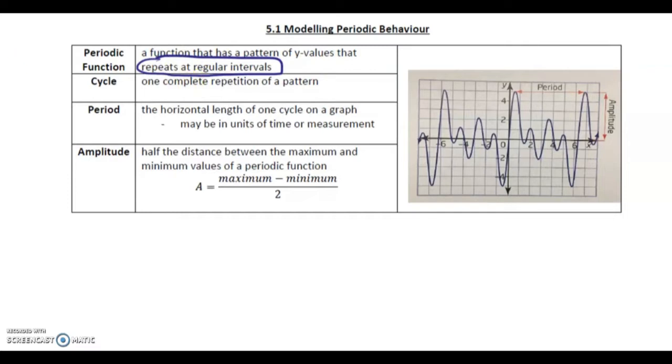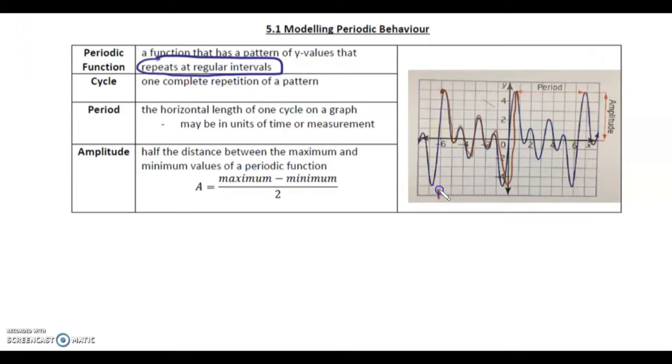Okay, so for example, over here, let's start at the top here. It's going to go big bump, medium, little, big. Okay, big, little, medium, little, big. Okay, so it's repeating at regular intervals, and it's going to take the exact same amount of time.